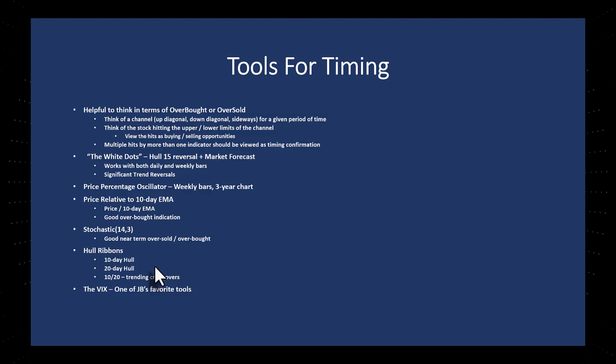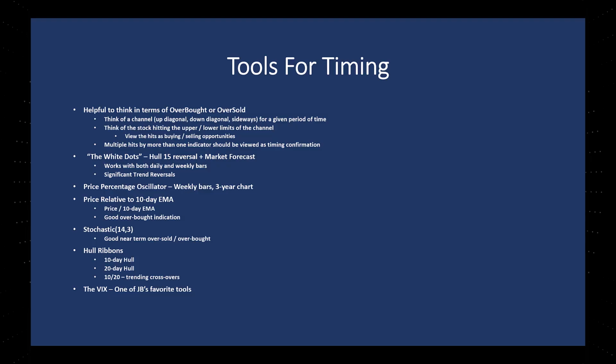And this is truly one of JB's favorite tools for timing. And he will bring it out anytime that the VIX is low, and it looks like it's starting to rise. So if it's sitting in P1 for a long time, phase one for a long time, nothing's going to happen.